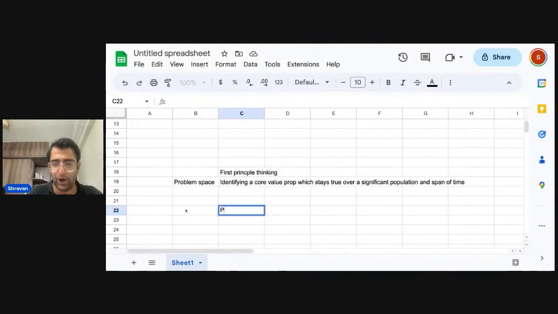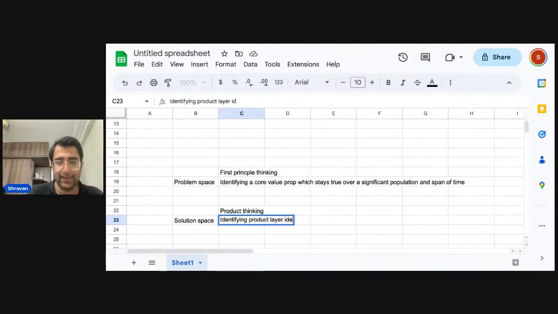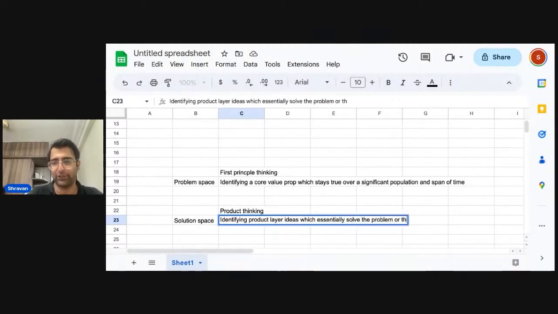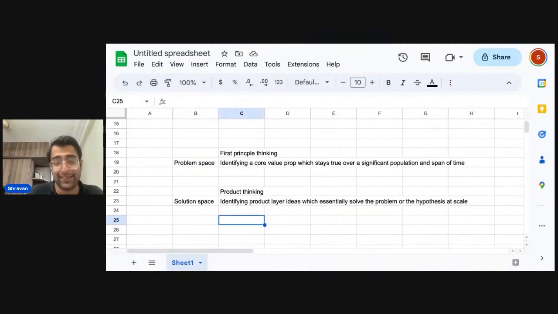Second is, what is product thinking? It stays in the solution space. Identifying product layer ideas which essentially solve the problem or the hypothesis at scale. Make sense? ठीक है, उसके बाद आता है डिजाइन थिंकिंग.